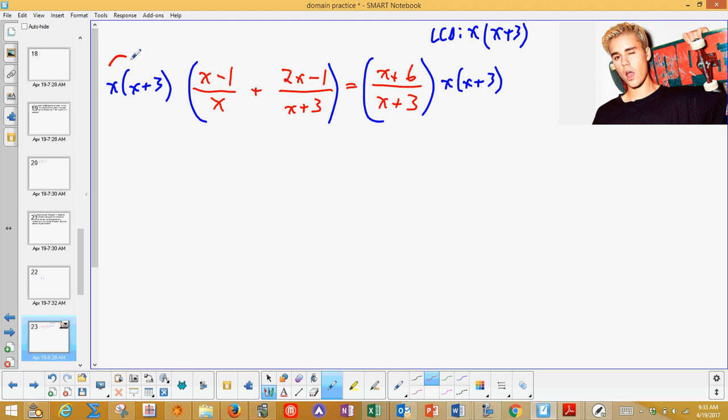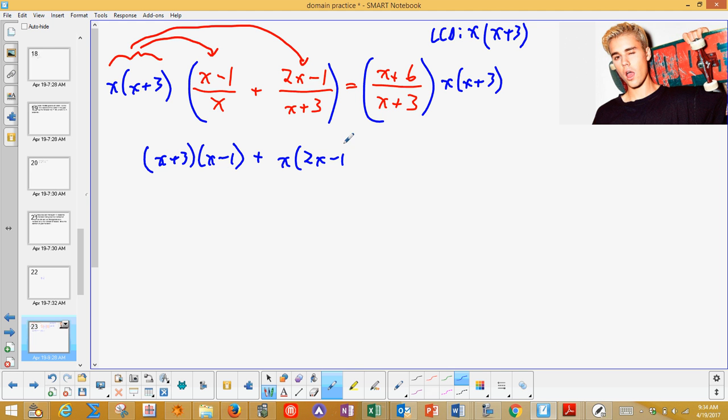When I multiply this by that, the x's cancel. And what I'm left with is x plus 3 times x minus 1, plus, and then when I distribute here, when I multiply this times that, the x plus 3 term cancels, and I'm left with x times 2x minus 1. And equals here, when I multiply, the x plus 3's cancel, so I'm left with x plus 6 times x.